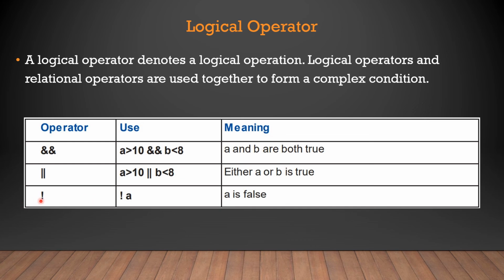Then is logical not. As its name is suggesting, it will be something related to the thing which is false, means not. So we use it like not a, means whenever the value is not equal to a, it will return true, and when the value is equal to a, it will return false. So this is how we use the logical operators: logical and, logical or, and logical not. Now let us proceed.